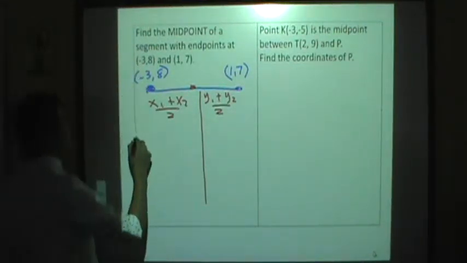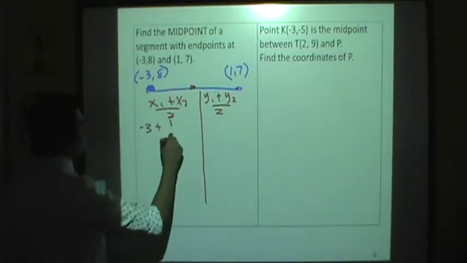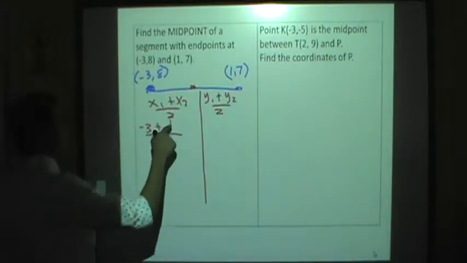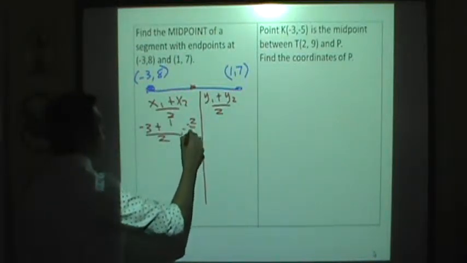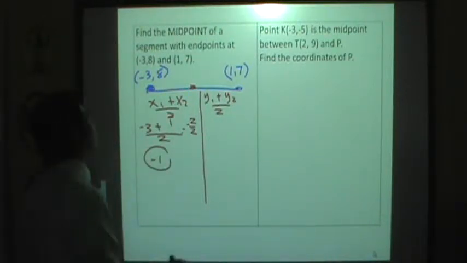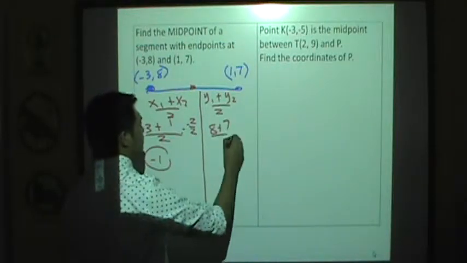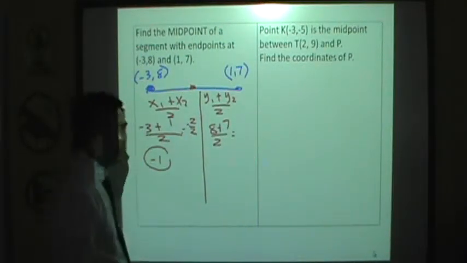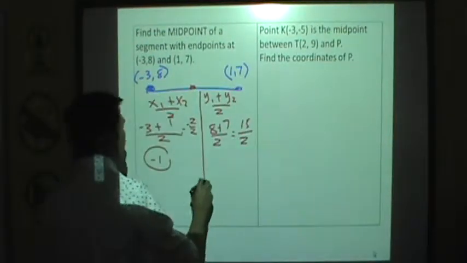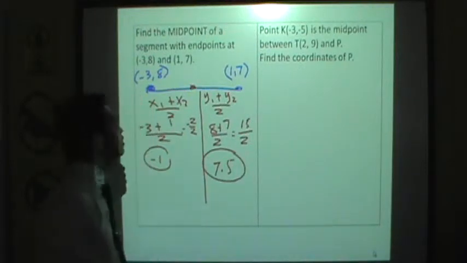Your x1 is -3. Your x2 is 1. Negative 3 plus 1 is -2, over 2. That should give us -1. Your y1 is 8, and y2 is 7, over 2, which is 8 plus 7 is 15 over 2, or 7.5 if you want to simplify that.